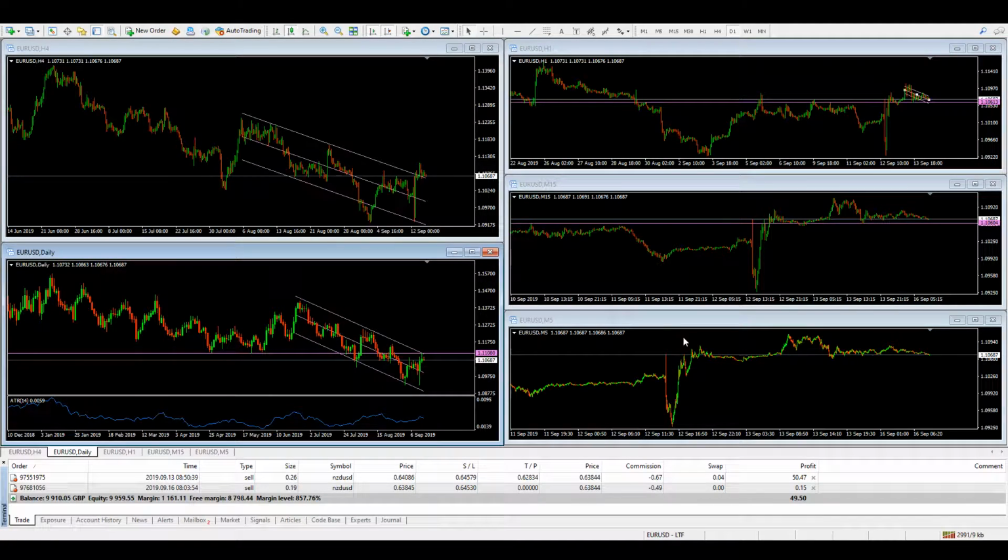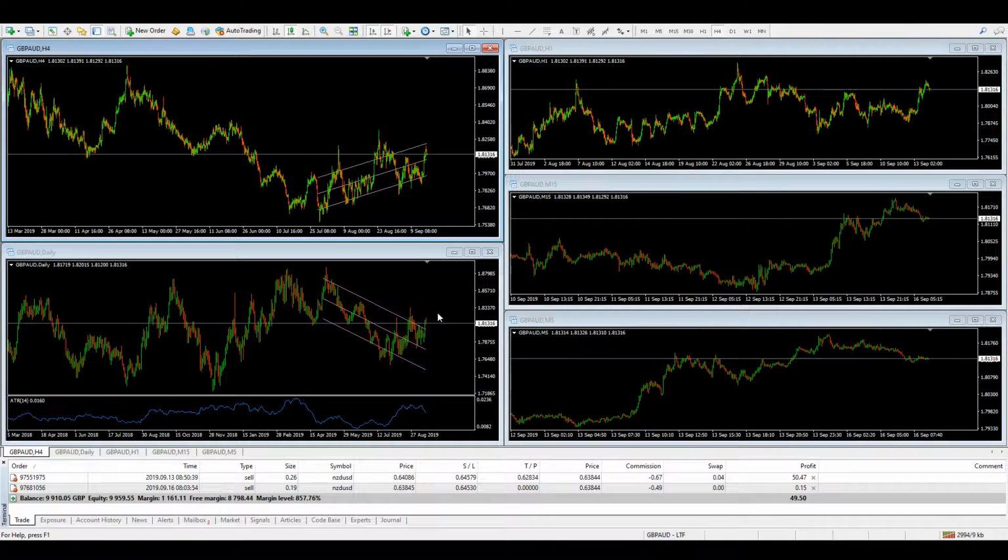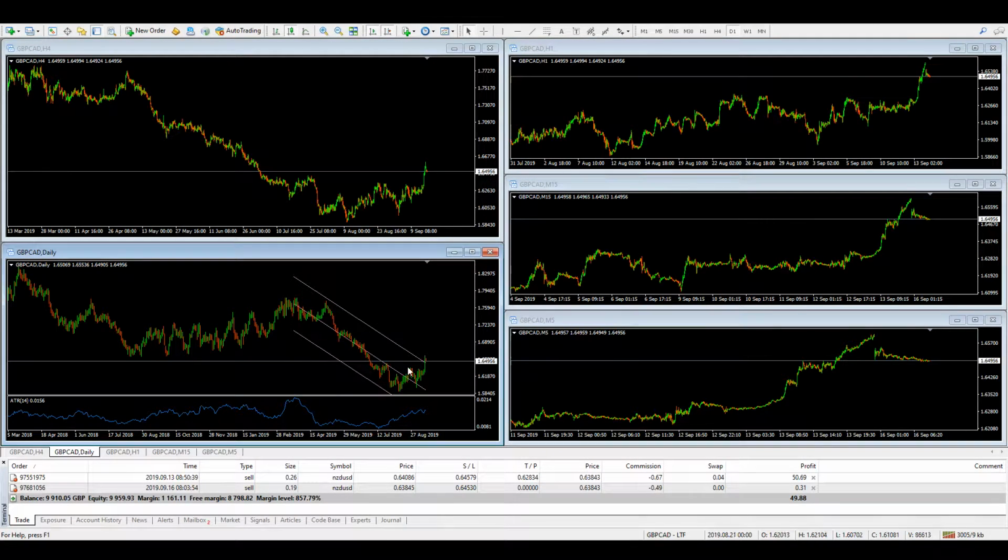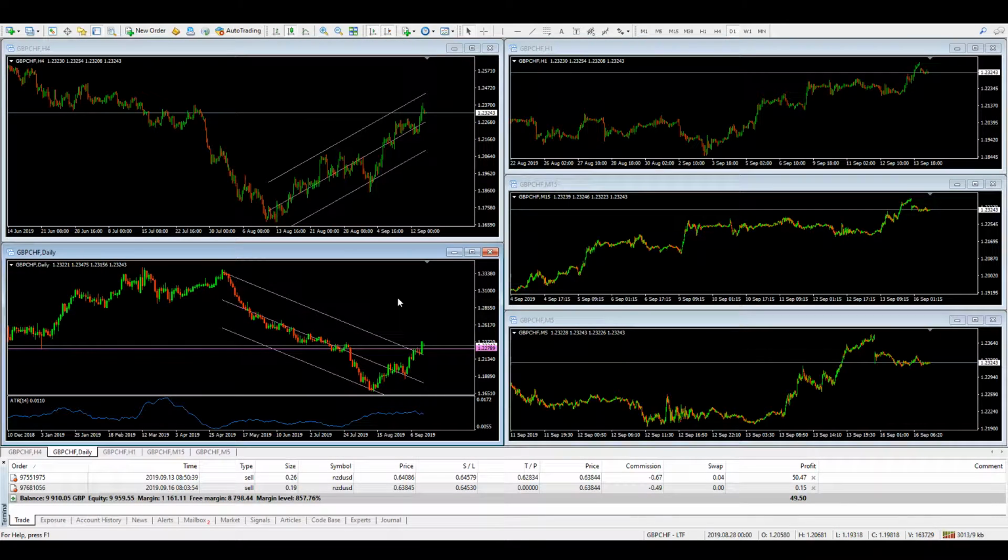So GBPAUD would be bearish on this, but no, not enough confirmation in our lower time frames to consider shorting this. They're quite messy, quite choppy. Bearish on this, but there's better stuff out there with better agreement. This isn't great time frame agreement, so pass.